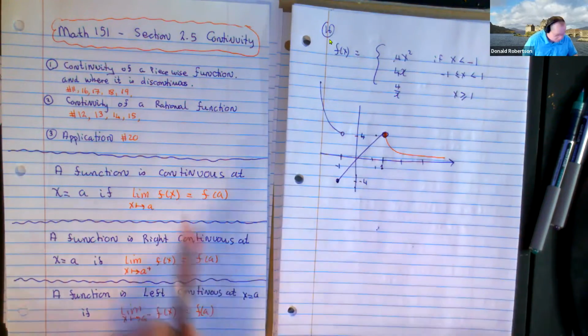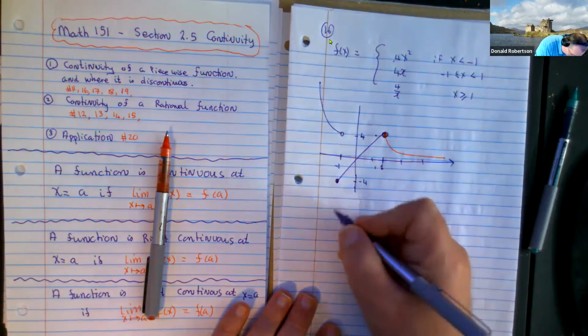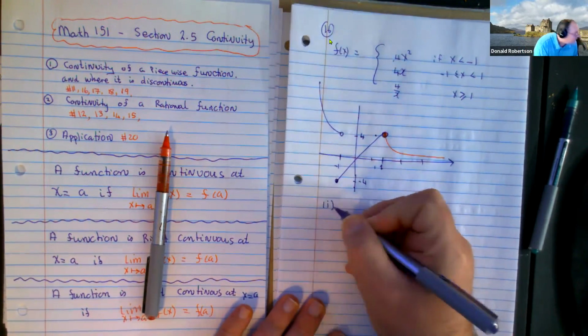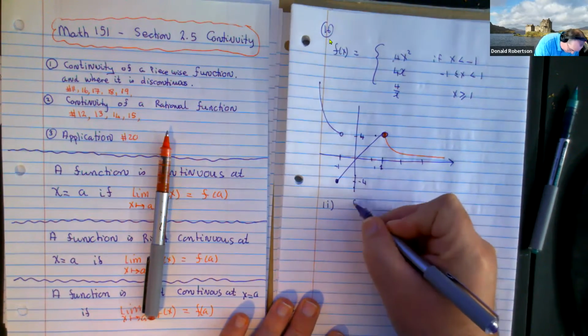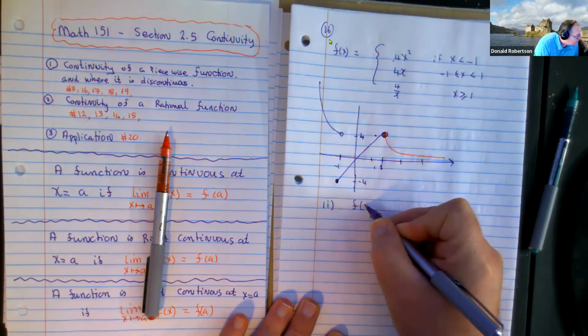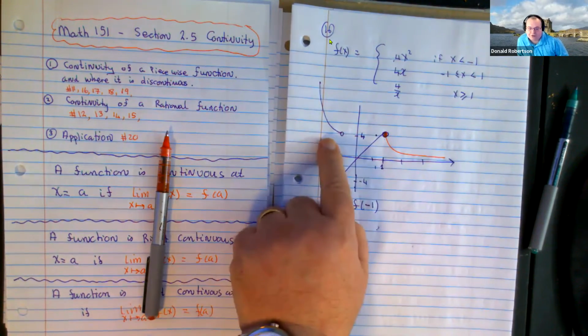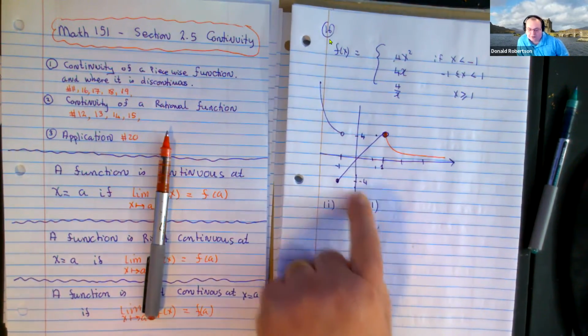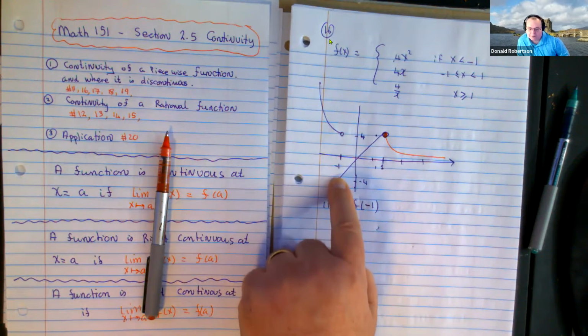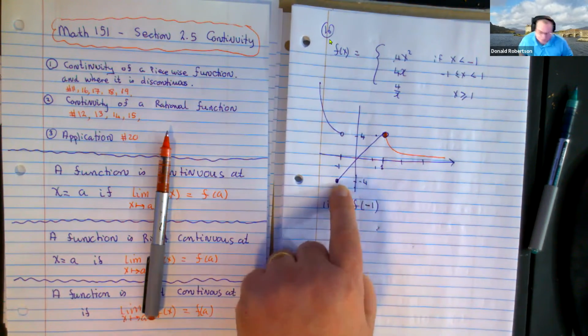Right, now that we've got that, here goes. The first question that they ask you is, when you look at this picture, the value of the function at -1 is where that dot is, so it's -4.